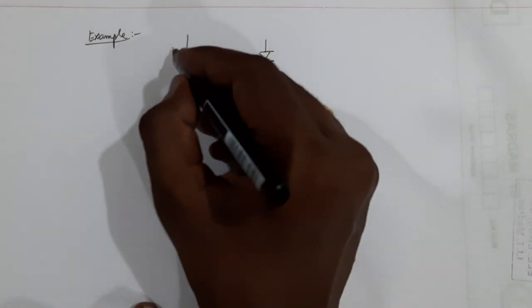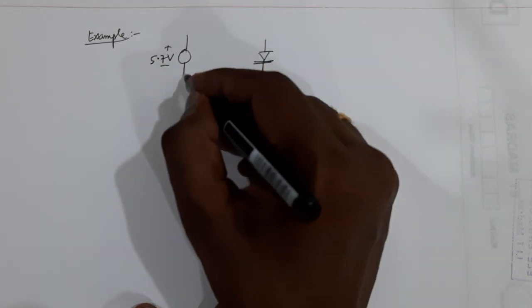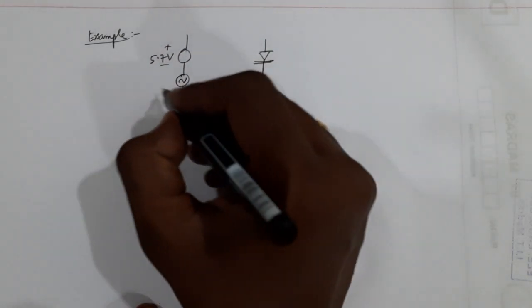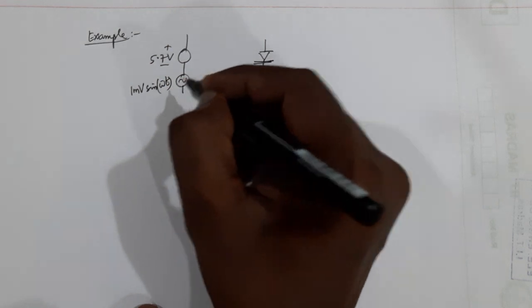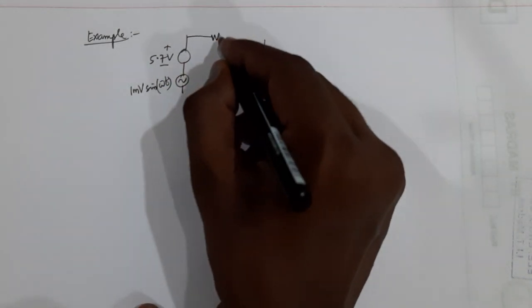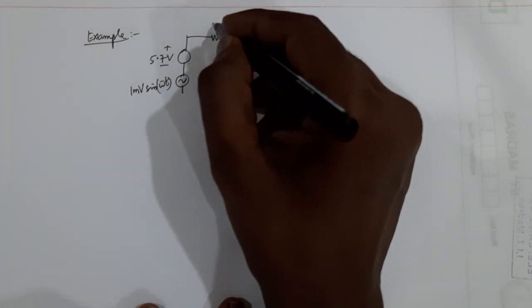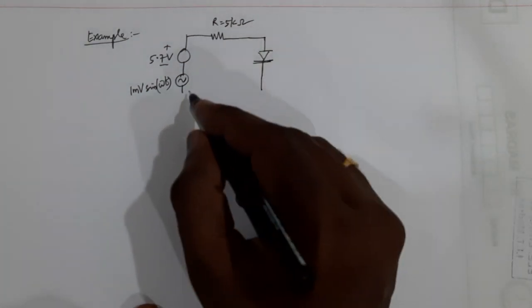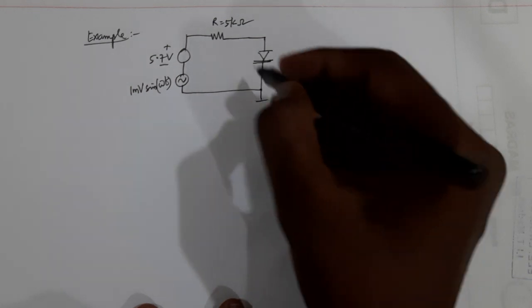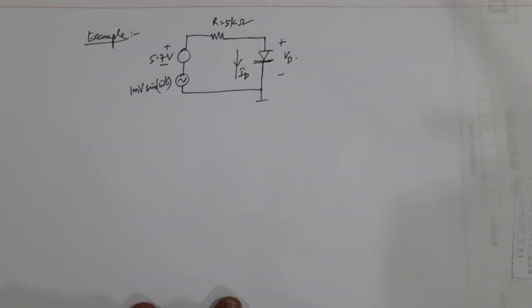And then I have a DC voltage of, say, 5.7 volt, and then I have a sinusoidal input of 1 millivolt sine omega t. Okay, and then I have a resistor R equal to 5 kilo ohm, let's say, and as usual this is ID and this is VD. Okay, now what is my ID and VD? How do we calculate for this situation?